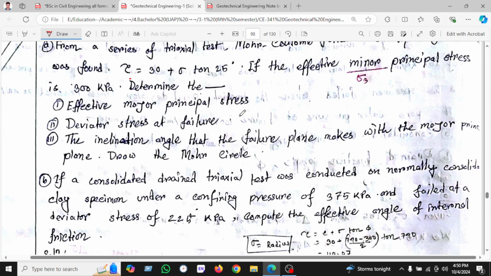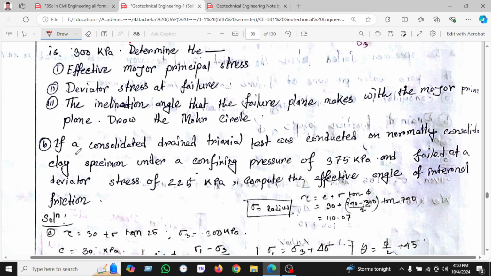Deviator stress at failure and effective stress, and determine the inclined angle of the failure plane with the major principal plane, using the Mohr-Coulomb criterion. And B will be the consolidated drained triaxial test conducted on a normally consolidated clay specimen under a confining pressure of 375 kPa, with a deviator stress at failure of 225 kPa, and compute the effective angle of internal friction.